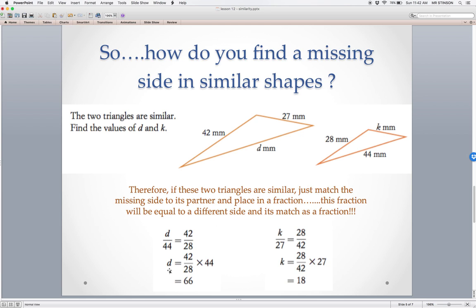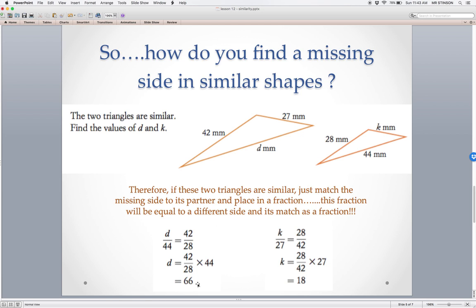Now to find what D is, simply multiply the bottom of this fraction by both sides. So D over 44 times 44, you would be left with simply D, but you need to multiply the other side by 44 as well. And we get 42 over 28 times 44. Do this on your calculator, you would find that D is equal to 66.